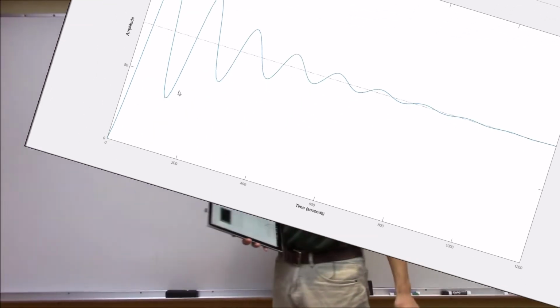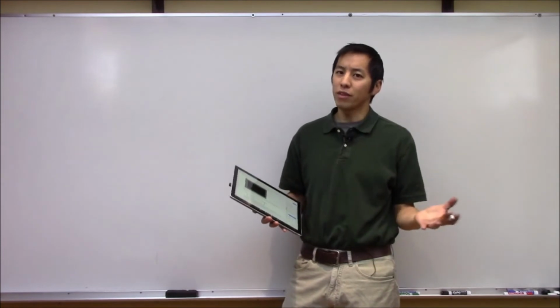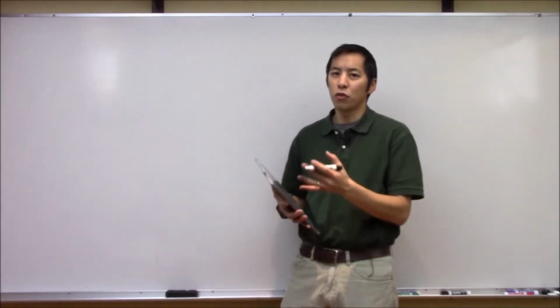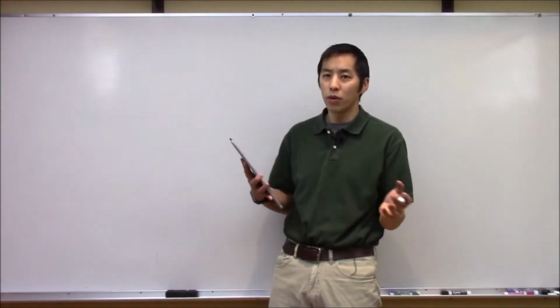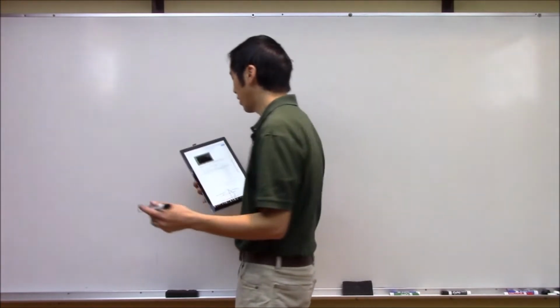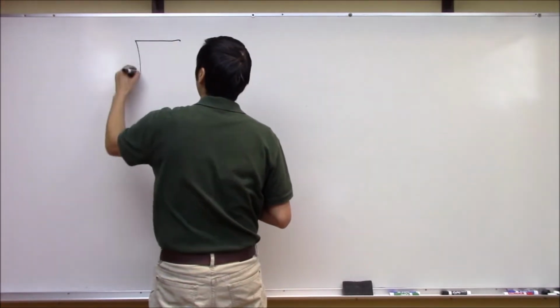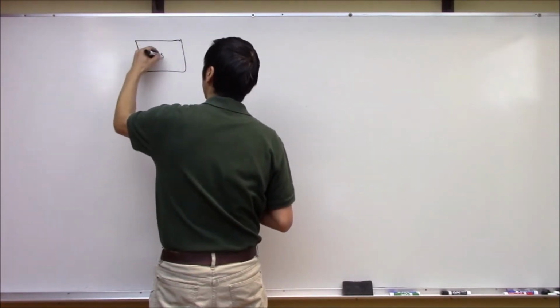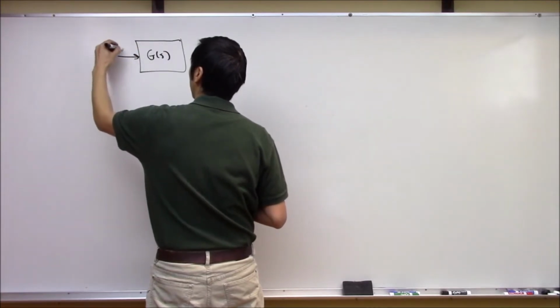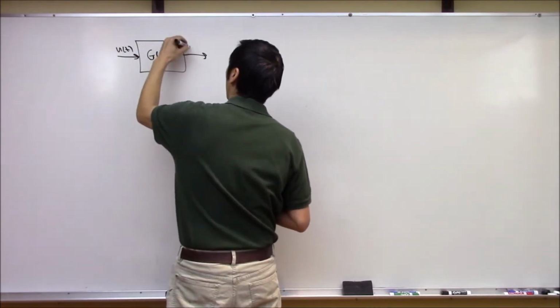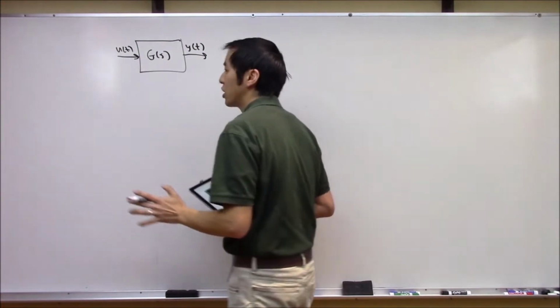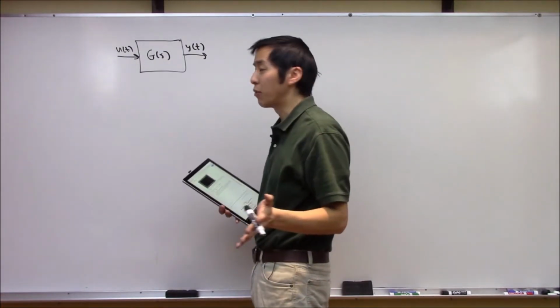All right, so that was a disaster, right? That plant by itself is ridiculous. It's got horrible oscillations. It takes forever to settle here. So by itself, this plant is non-compliant, in the sense that you put in some kind of input here, and the output does not match the performance requirements that we need here.